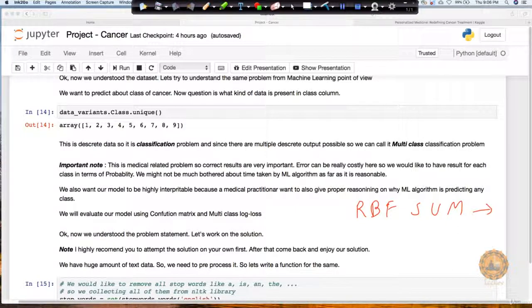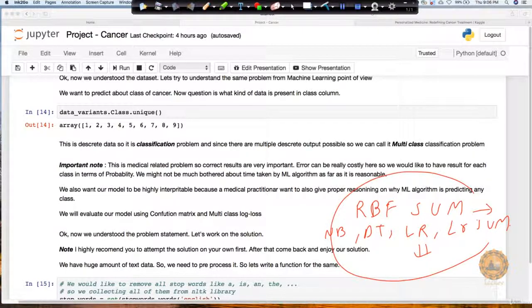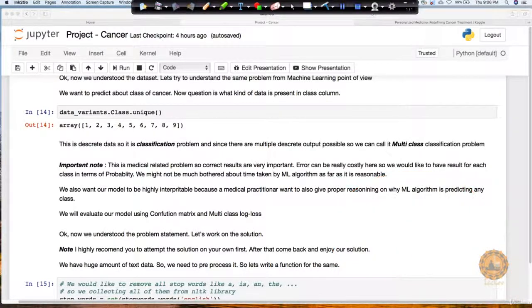Similarly, if I talk about a lot of other algorithms, for example naive Bayes, decision tree, logistic regression, even linear SVM, these are highly interpretable algorithms. They can also return why a prediction is making sense. So it's very important for us to give an interpretation behind my prediction. That is a very important part which we also want to solve.